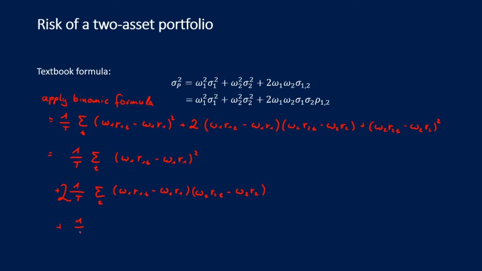again 1 divided by t, sum sign across all t, and W2 R2t minus W2, oh no, it's not a W, it's an omega. Nevertheless, you know what I mean, the weight, R2 and squared. So seemingly, this is some kind of weighted variance. This is some kind of weighted variance. And this is some kind of weighted covariance.